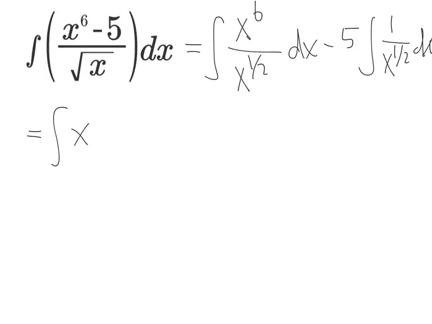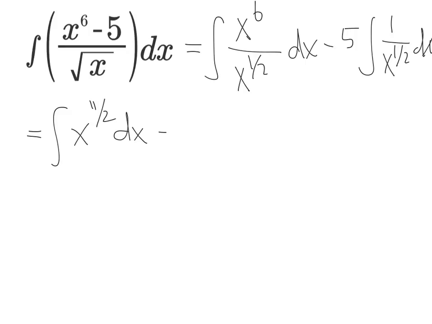Remember that when I divide x to the sixth by x to the 1/2, I'm subtracting exponents. So I'm going to have x to the 6 minus 1/2, which is going to give me 11 over 2 dx. So that right now is cleaned up. On the next step, I'll be able to use the power rule just fine.